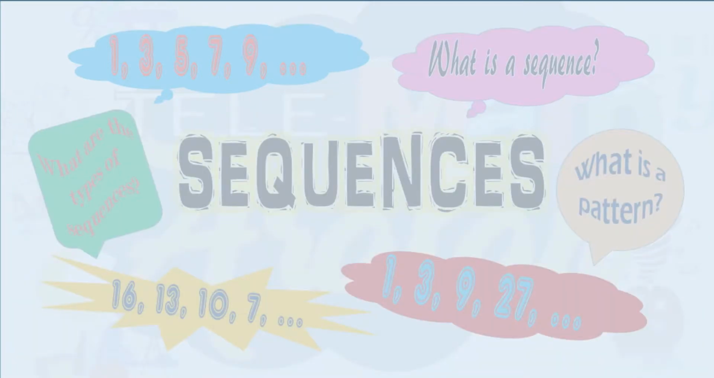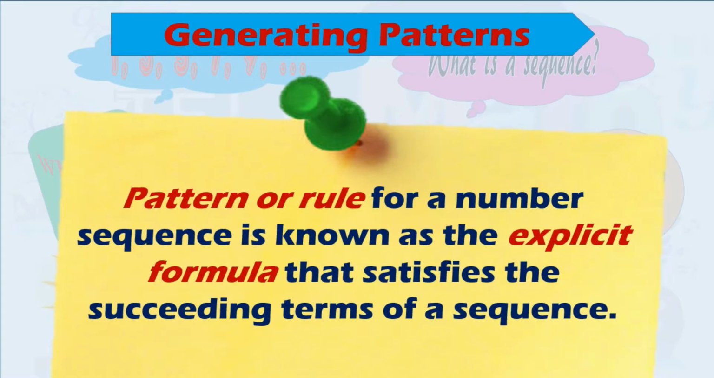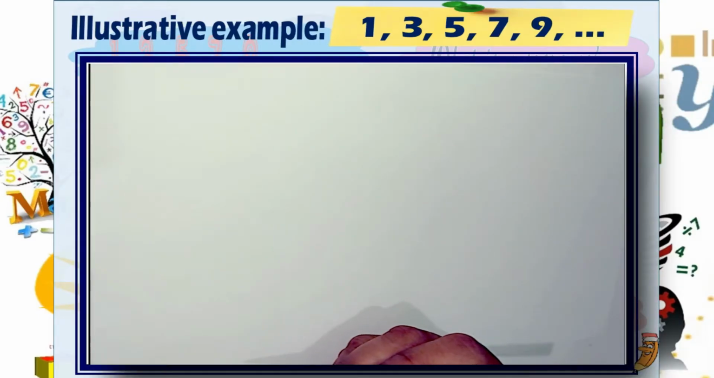This time, generating patterns will be discussed. Pattern or rule for a number sequence is known as the explicit formula that satisfies the succeeding terms of a sequence. At this point, terms of a sequence will be given and you are going to generate a pattern that will satisfy the given sequence. Let's have the first example.